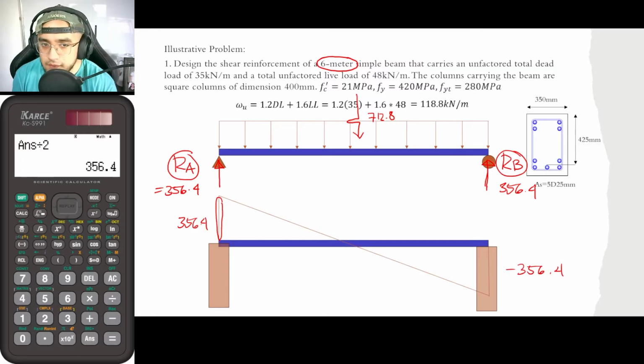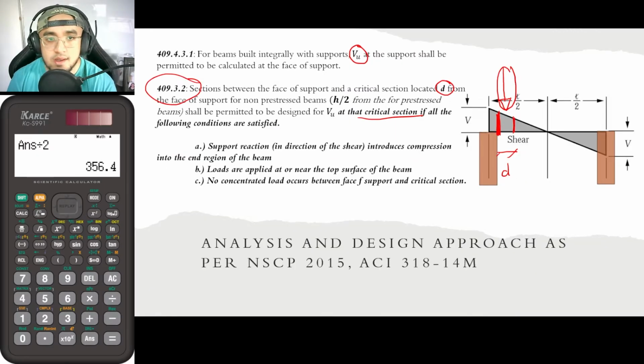If you are getting confused here, I think you should first review mechanics of deformable bodies before proceeding. Anyway, according to our provision before, if we are now given a particular beam and it checks all of these conditions, whereas the support reaction introduces compression, loads are applied at or near the top surface of the beam, and no concentrated load occurs between face of support and critical section, we can actually say that the critical section is located at a distance d from the face of support.